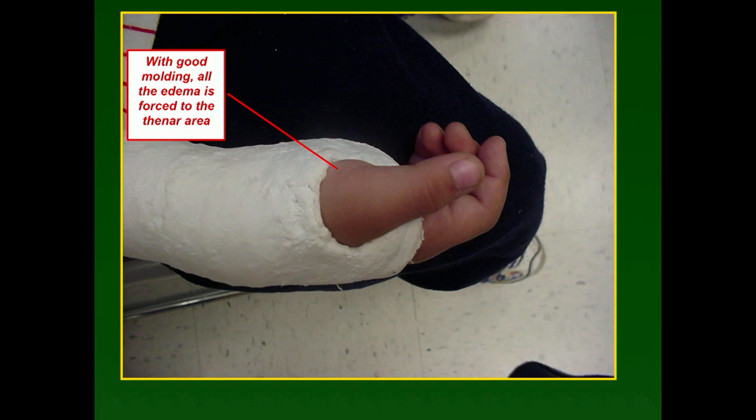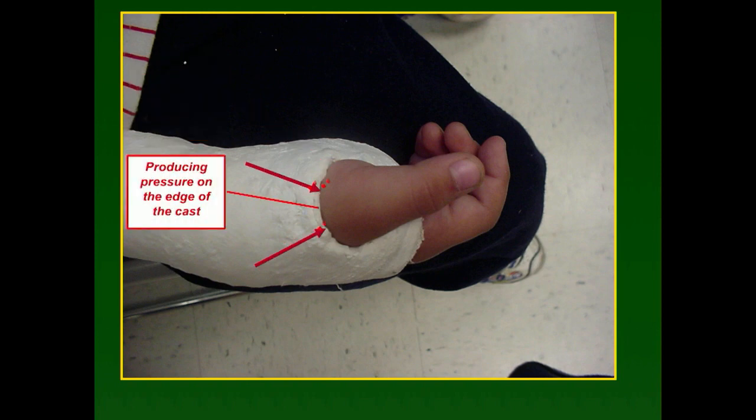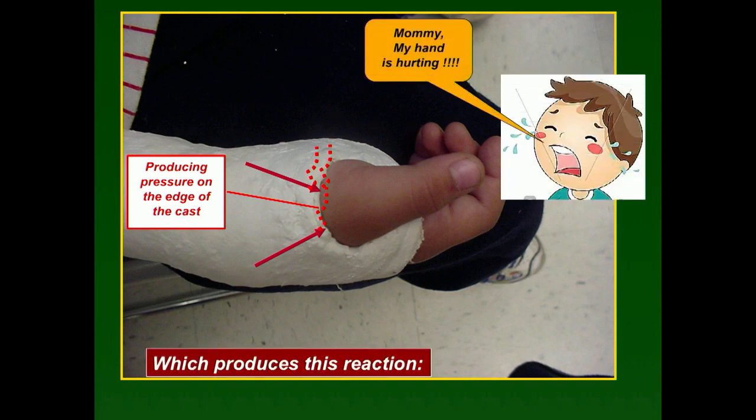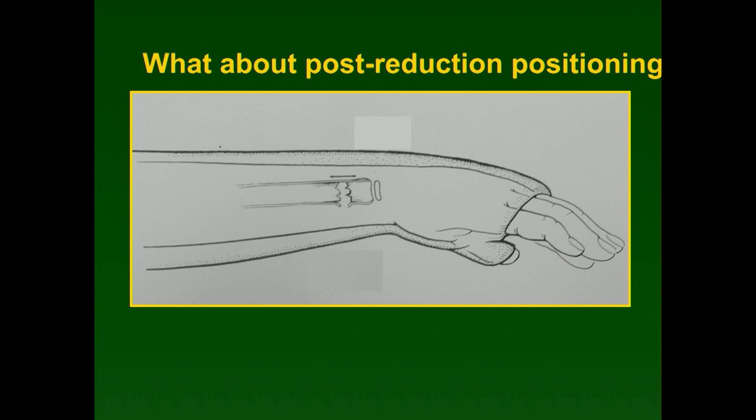That's exactly right. With good molding, some of the edema is forced into the thenar area. And so that produces pressure on the edge of the cast if you have the thumb not included. And so that produces this kind of reaction. In the middle of the night, they'll wake up and say, "Mommy, my hand is hurting." So that's the reason that we include the thumb. And then we take the thumb out when they come back in the clinic in a week, because most of the swelling has gone away by that period of time.